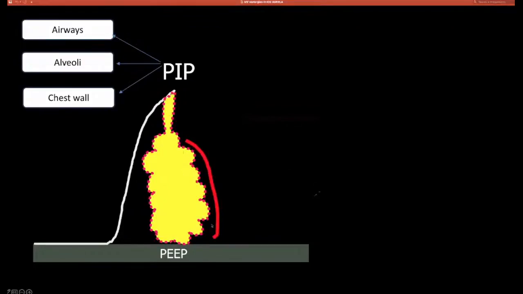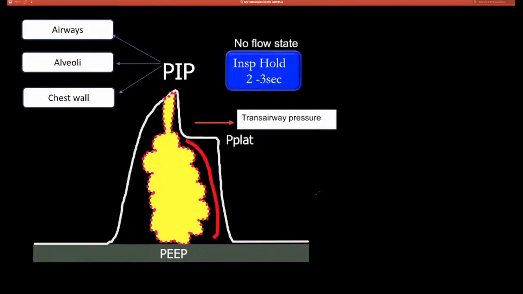By doing an inspiratory hold, we have eliminated the airway part. The difference between the P plat and the PIP is the transairway pressure. That is the contribution of the airway. So now, once we get the P plat, the difference between the P plat and the PEEP is the driving pressure. And that is the pressure required to push the tidal volume into the lung. So now 4 pressures are there. One is PEEP, PIP, P plat. P plat comes by putting an inspiratory hold, and the difference between P plat and PEEP is the driving pressure.